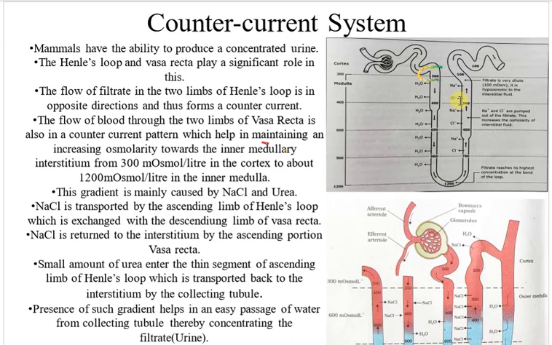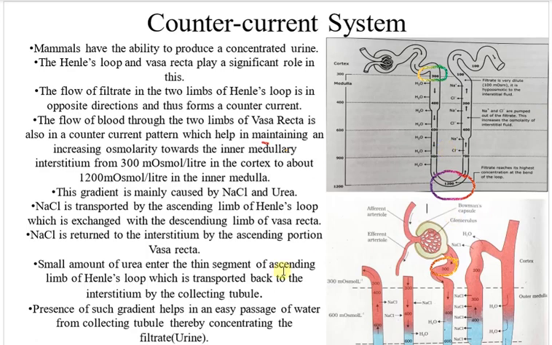In the cortex the osmolarity is 300, but when it goes down the tube, you can see that at the far end of the loop of Henle it has reached 1200. So it means the osmolarity increases. In simple terms, the amount of solute is increasing, and the moment the amount of solute increases, the osmolarity will also increase.